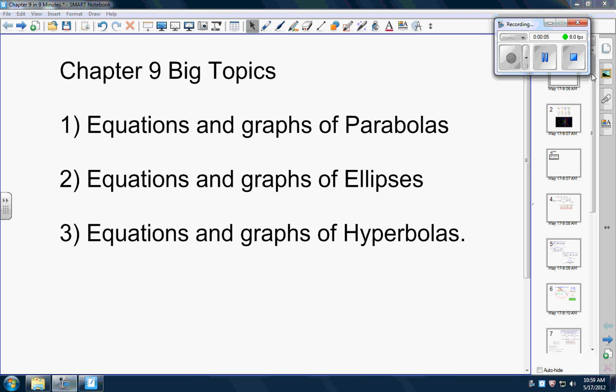In Chapter 9, we dealt with equations and graphs of parabolas, ellipses, and hyperbolas. We also rotated these, and we did polar equations of these. That wasn't a major topic. We tested and quizzed on that enough, and obviously we're not going to do a rotation on the final anyway. So these are the main takeaways you need from Chapter 9.